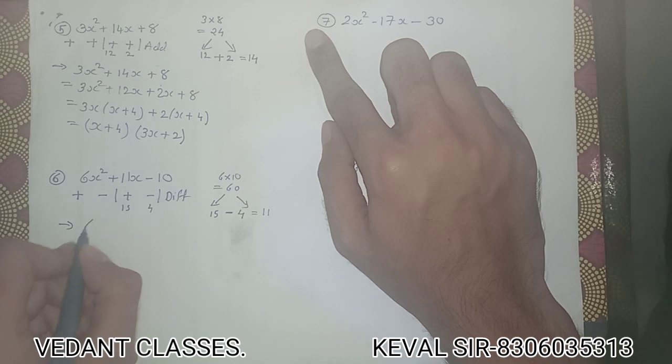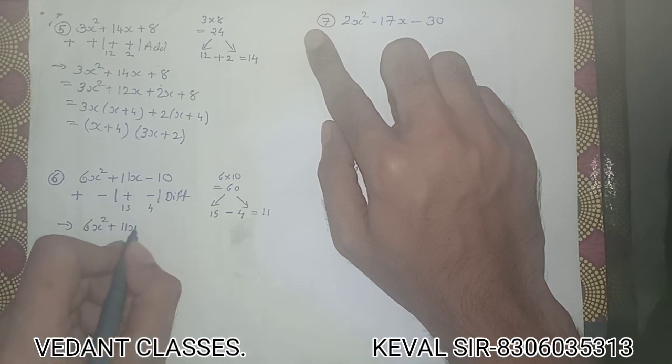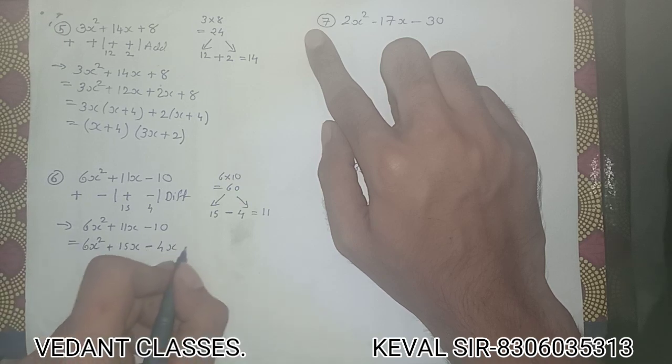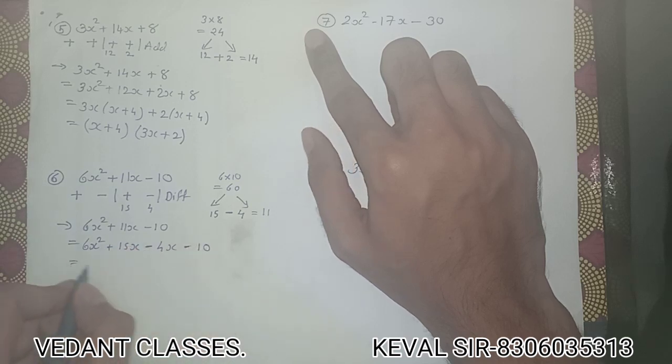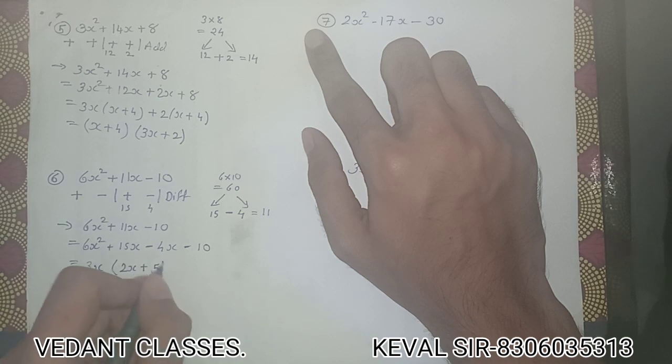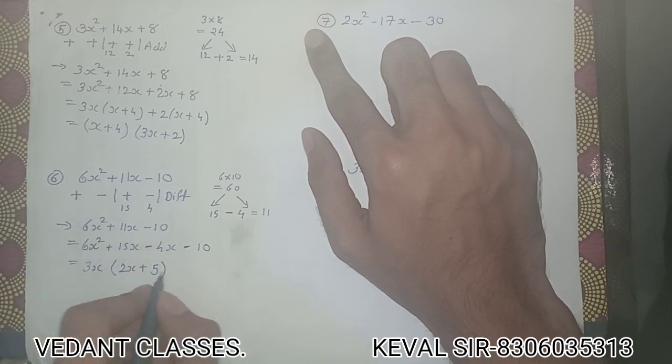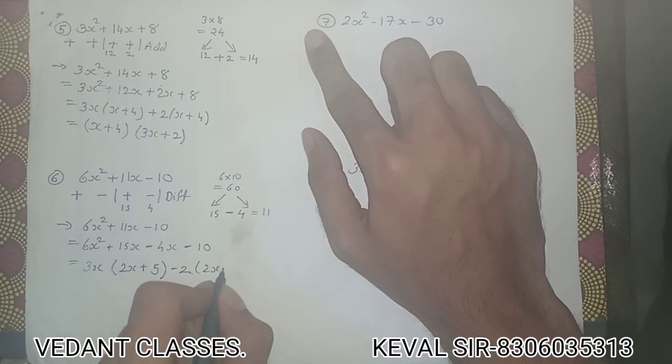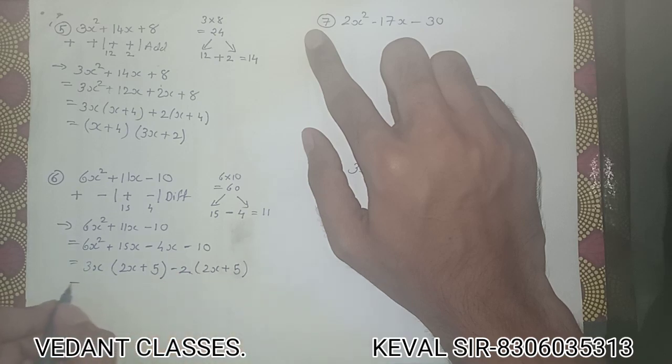So 6x square plus 11x minus 10. So this will be equal to 6x square plus 15x minus 4x minus 10. So taking 3x common from this, it will be 2x plus 5, and taking minus 2 common from this, it will be equal to 2x plus 5. So the factors will be 2x plus 5 and 3x minus 2. So these are our required factors.